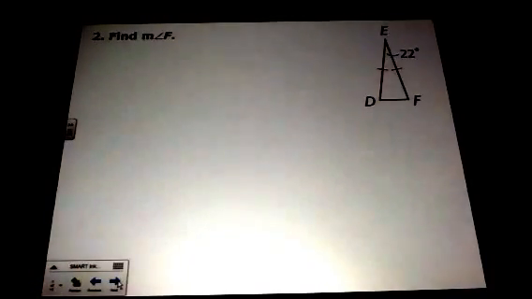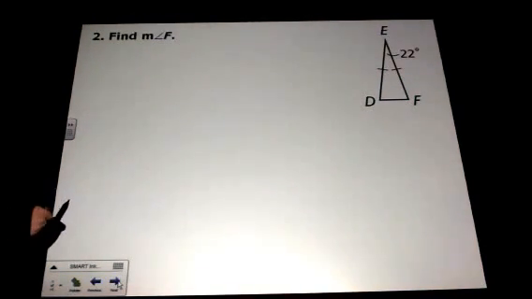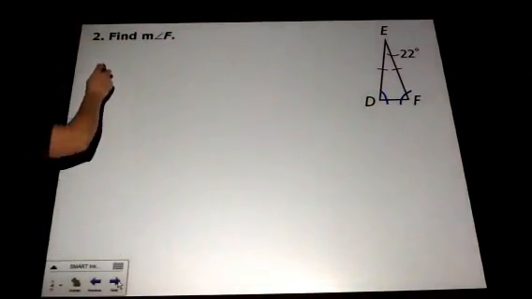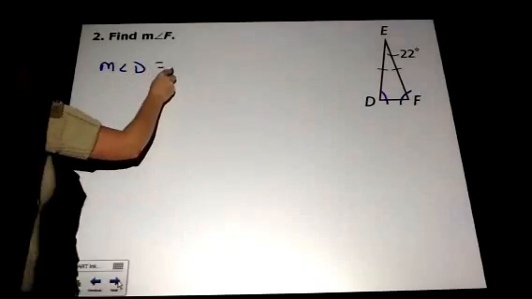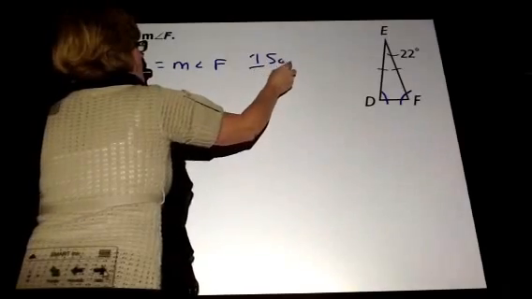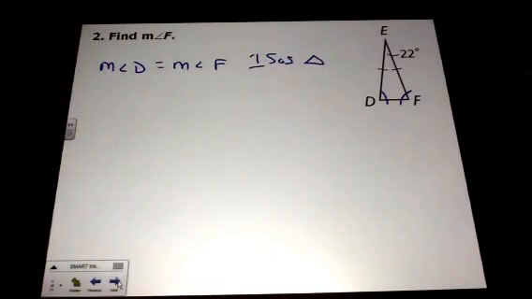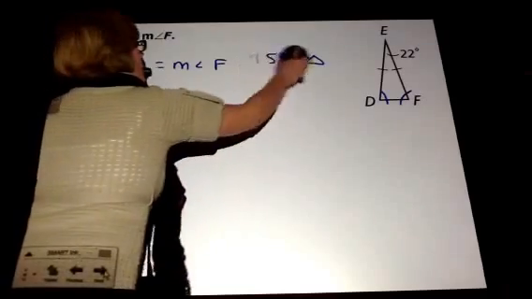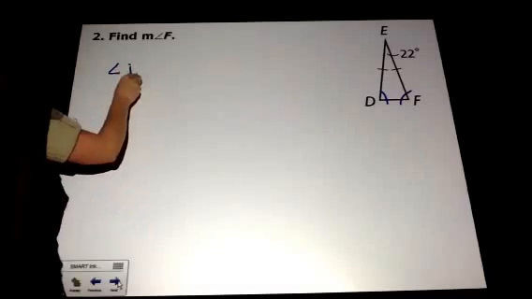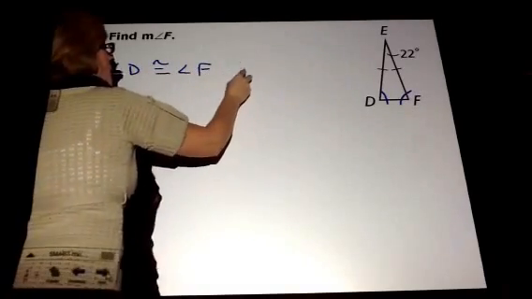Find the measurement of angle F. Okay, well, we've got an isosceles triangle here because of these two tick lines, so we know that these two angles here are congruent, right? So, measurement of angle D equals measurement of angle F. That is your isosceles triangle. Actually, let's say angle D is congruent to angle F. So we have the converse.